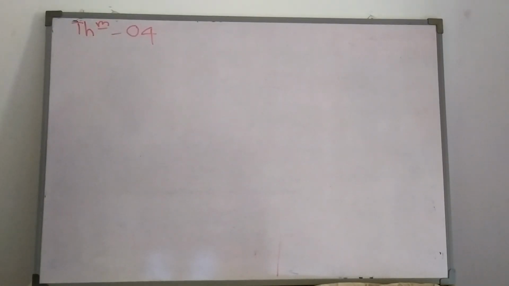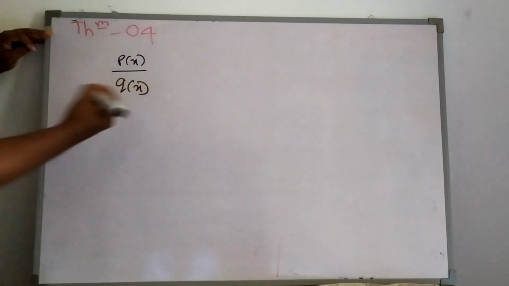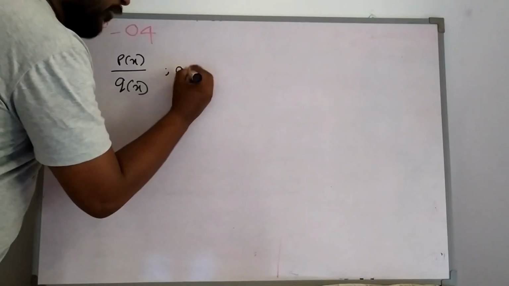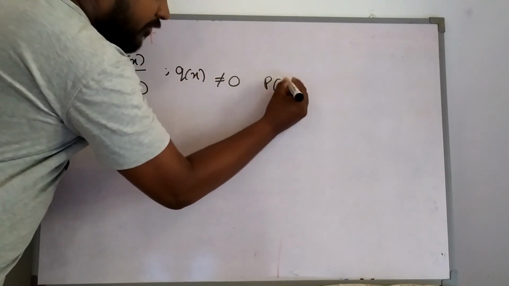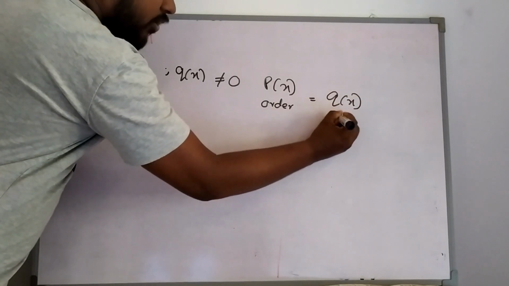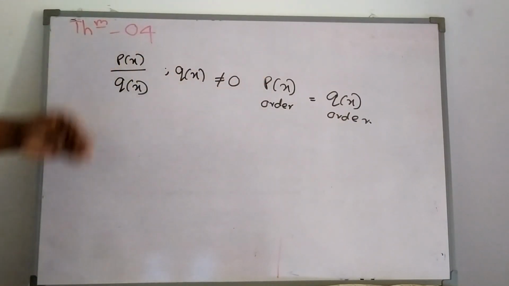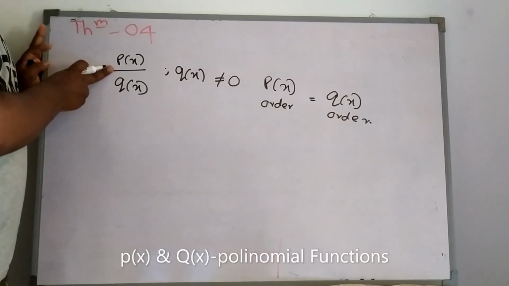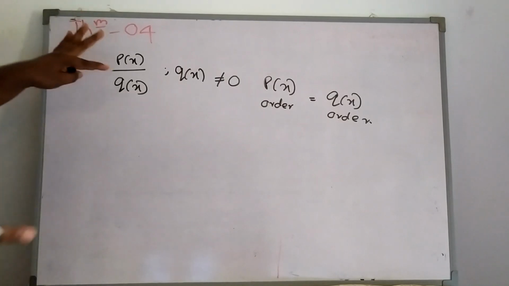Let's move to the fourth theorem. The fourth theorem, again, is p(x) over q(x), with q(x) not equal to 0, but the order of p(x) equal to the order of q(x). Both p and q are known as polynomial functions. The p order and the q order are the same.